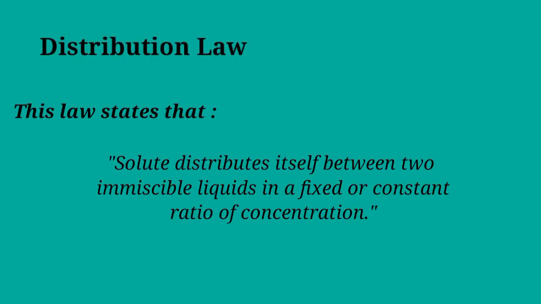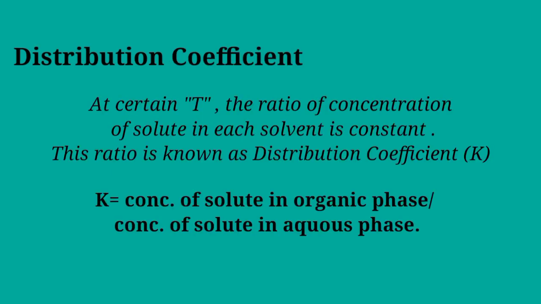Solvent extraction is based on which law? Solvent extraction is based on distribution law. It is also known as Nernst distribution law. It states that the solute distributes itself between two immiscible liquids in a fixed or constant ratio of concentration. At a certain temperature, the ratio of concentration of solute in each solvent is constant. This ratio is known as the distribution coefficient, denoted by K. K is equal to the concentration of solute in the organic phase over the concentration of solute in the aqueous phase.